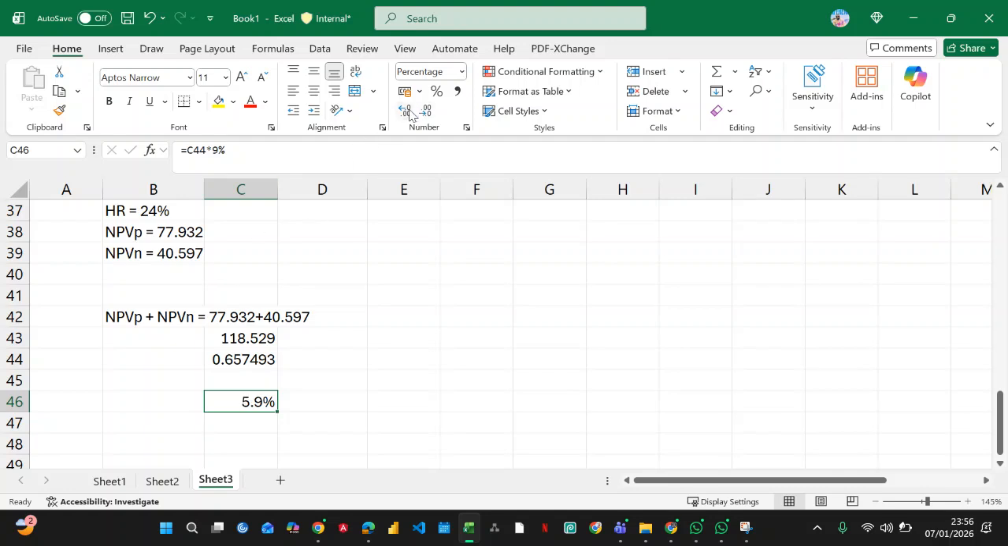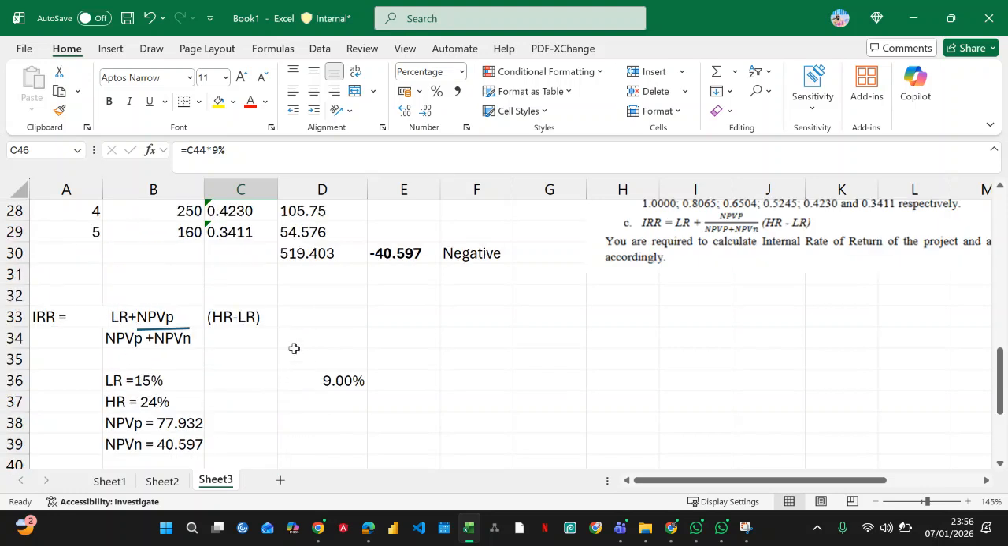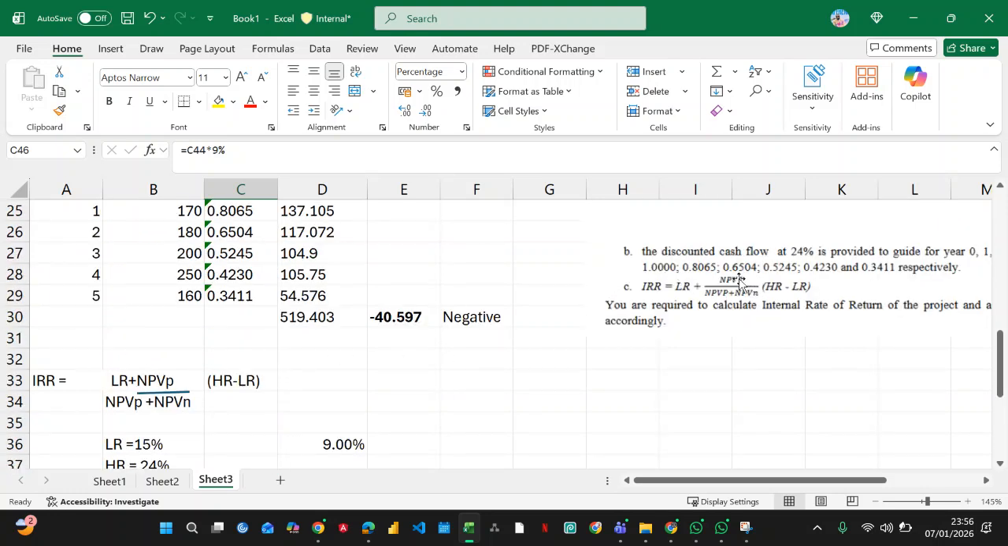So that means I will say this value multiplied by 9%. So I'll have this. So this is what I have for this one. Yes, it's correct now.